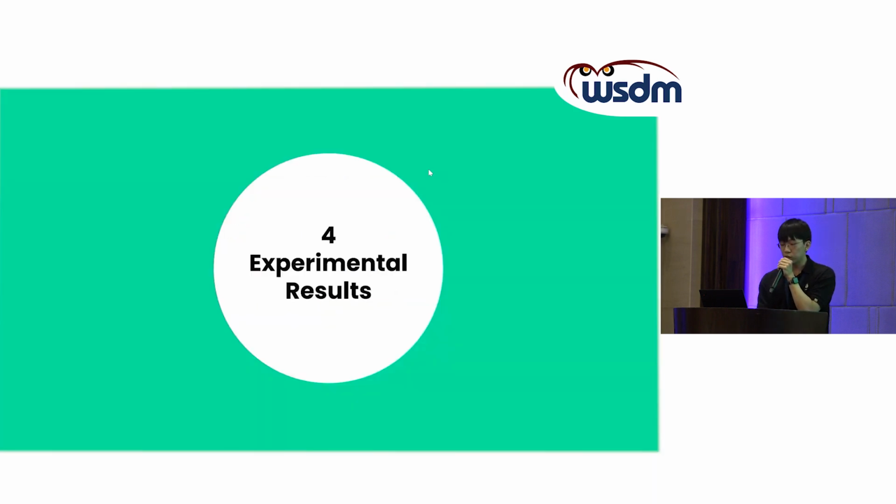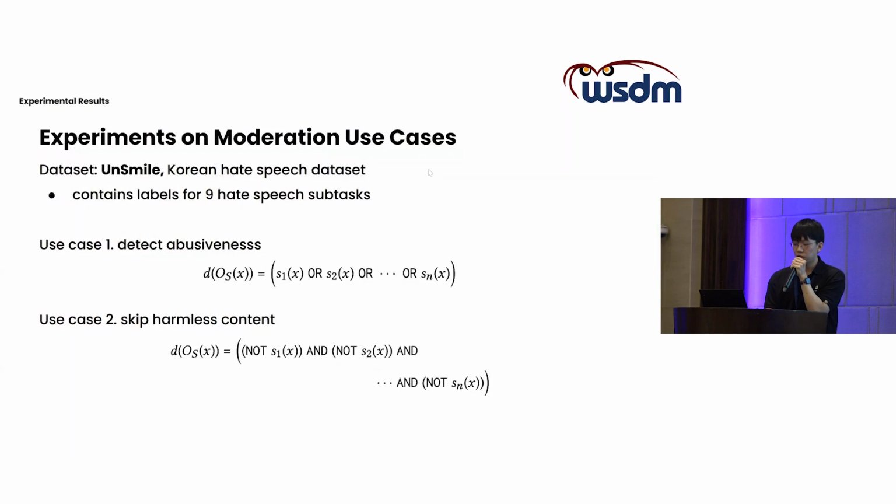Now, I will show you the experimental results of TrustThresh. First, we conduct experiments on moderation use cases. We use the dataset UnSmile, which is Korean hate speech dataset that contains labels for 9 hate speech subtasks. We conduct experiments for the two use cases. In the use case 1, a decision function is designed to detect abusiveness. In the use case 2, a decision function is designed to skip harmless content.